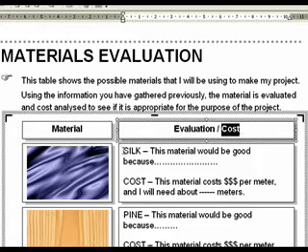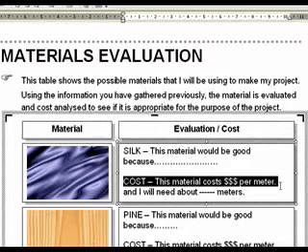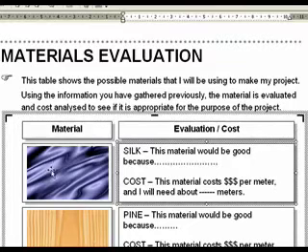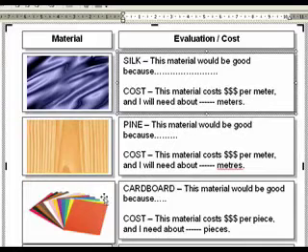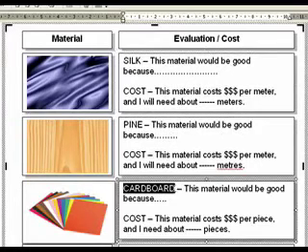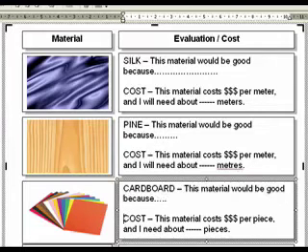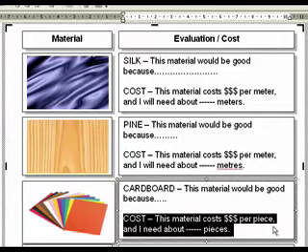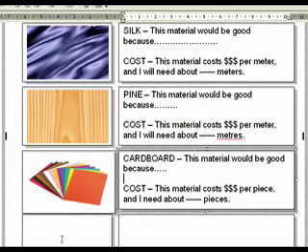So I've got silk. This material would be good because, and cost, this material costs so many dollars per metre, and I will need about how many metres you need. And you can do that for pine and cardboard and paper. And you would need to do this for all the different types of possibilities of cardboard, of timber, and of actual fabrics that you're thinking of using for your projects. So this might go on and on for 2 or 3 pages, this section.